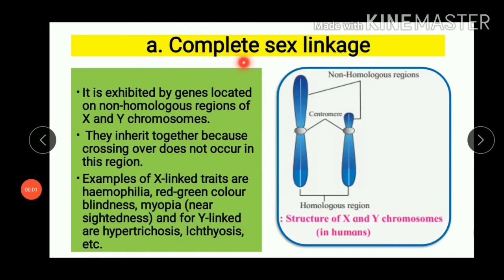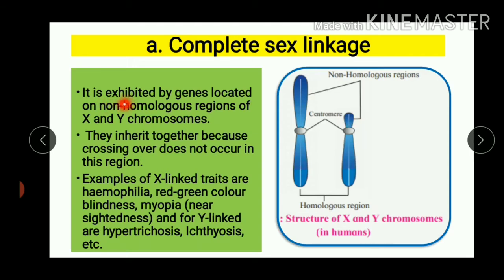Let us study complete sex linkage. It is exhibited by genes located on non-homologous region of X and Y chromosome. Now here we should know, what do you mean by homologous region? What do you mean by non-homologous region? This is X chromosome, this is Y chromosome. These two regions are homologous region. These two regions are non-homologous region.